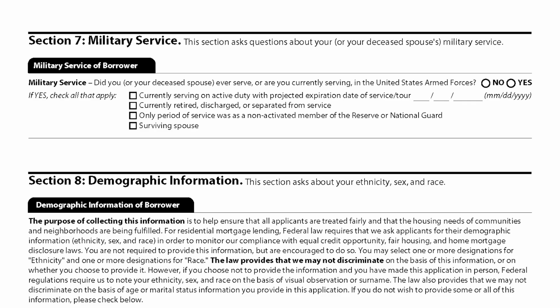Section 7, military service. So here you will have to check off any information whether you are active, retired, a current reservist, or are a surviving spouse of a veteran. This is used by lenders to know eligibility for any special programs for military personnel.